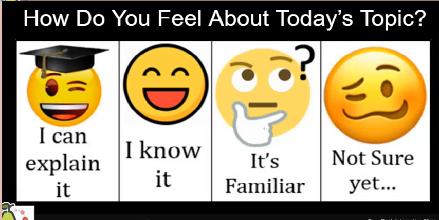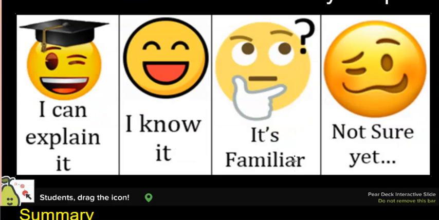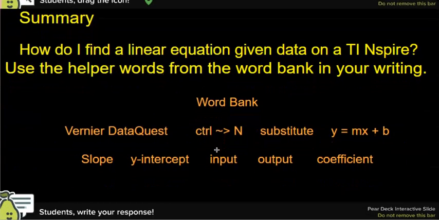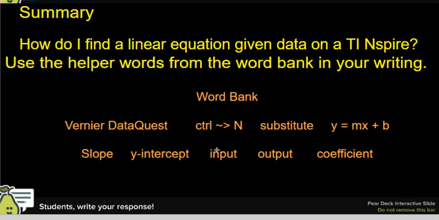How do you feel about today's topic? Drag the icon over which one you feel the most about. Do you not know much about this yet? Is it getting familiar? Do you know it? Can you explain it to others? And then go ahead and type your summary. How do I find a linear equation given data on a TI Inspire? Use the helper words of the word bank in your writing. Use some of these words where you're typing your summary.